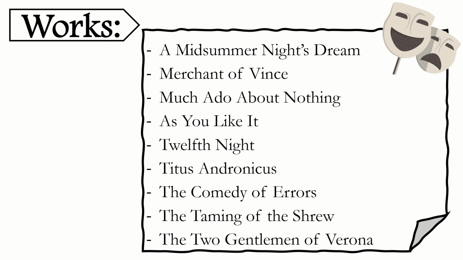Here are some of the comedies that William Shakespeare wrote during his early period. A Midsummer Night's Dream, Merchant of Venice, Much Ado About Nothing, As You Like It, Twelfth Night, Titus Andronicus, The Comedy of Errors, The Taming of the Shrew, The Two Gentlemen of Verona.